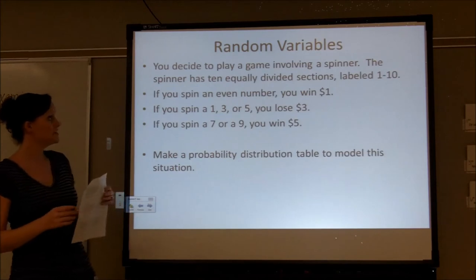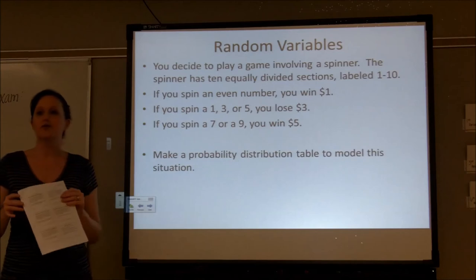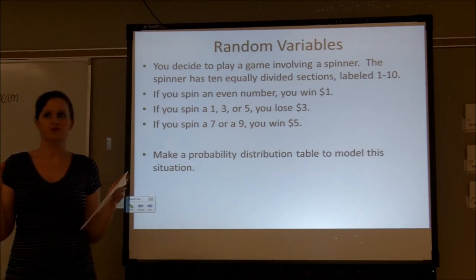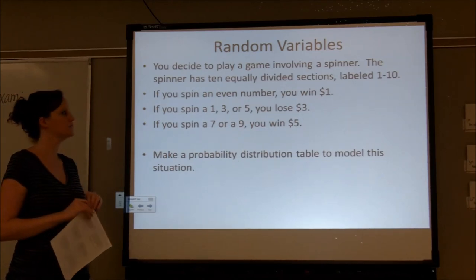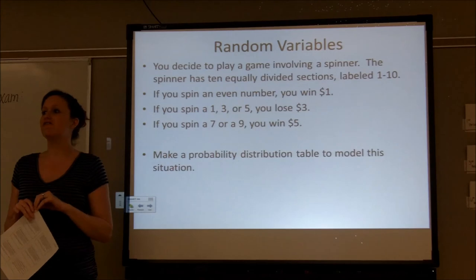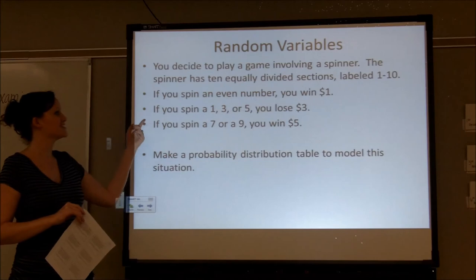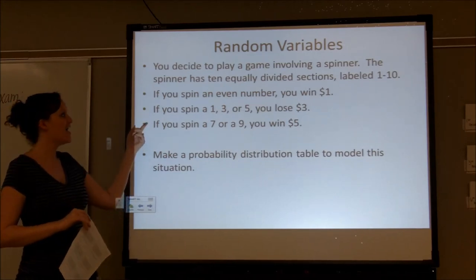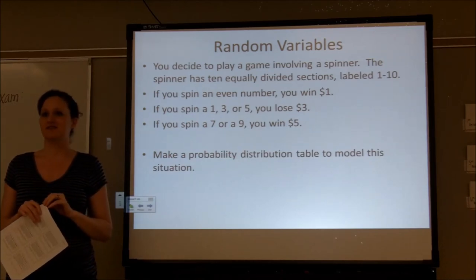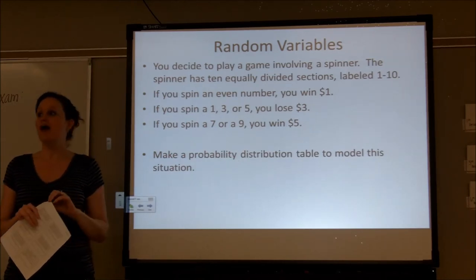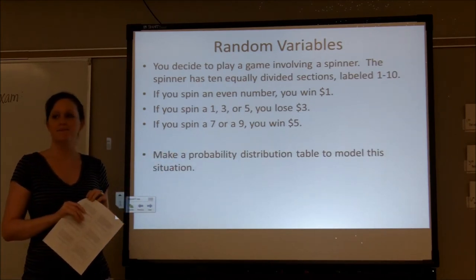So, you decide to play a game involving a spinner. The spinner has 10 equally divided sections labeled 1 through 10. Can you picture it? If you spin an even number, you win a dollar. If you spin a 1, a 3, or a 5, you lose $3. If you spin a 7 or a 9, you win $5. You follow? So you don't pay to play, but there is an outcome where you lose and you do have to pay $3.